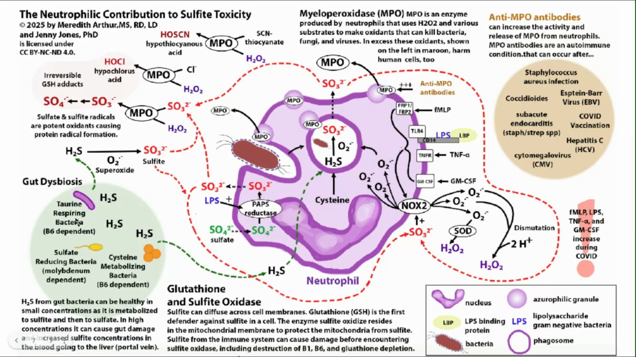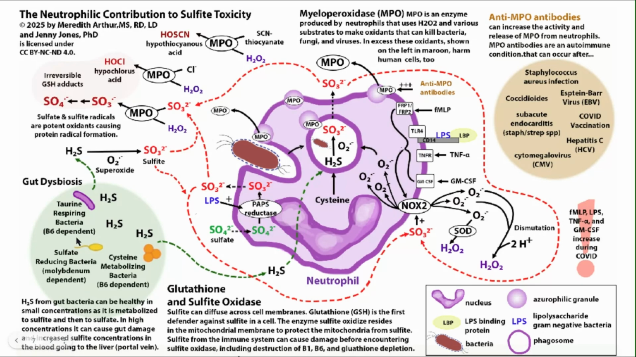So there are taurine respiring bacteria. These are bacteria that take taurine, like taurine supplements. They will consume that, and in a B6 dependent manner, they will produce hydrogen sulfide. And in your blood, hydrogen sulfide can react directly with superoxide and become sulfite. So it doesn't even have to go through these neutrophils. If you have excess superoxide, which would happen if you have specifically a copper deficiency, because the SOD in the blood requires copper, then the hydrogen sulfide from your blood can become sulfite.